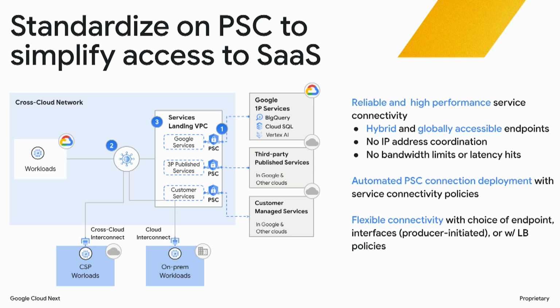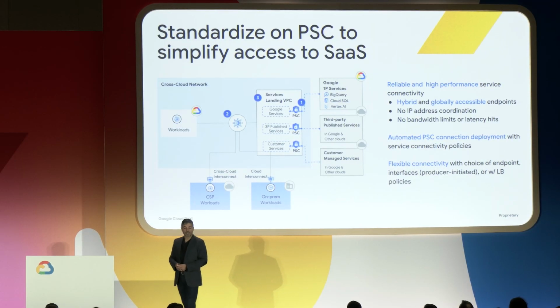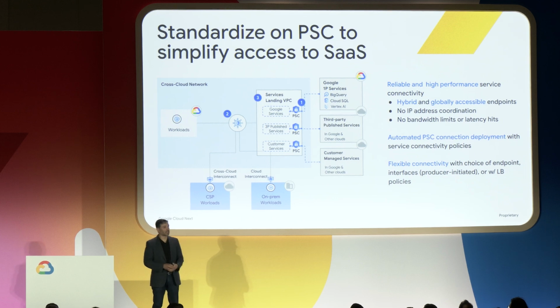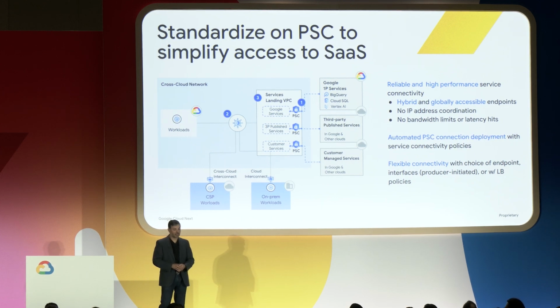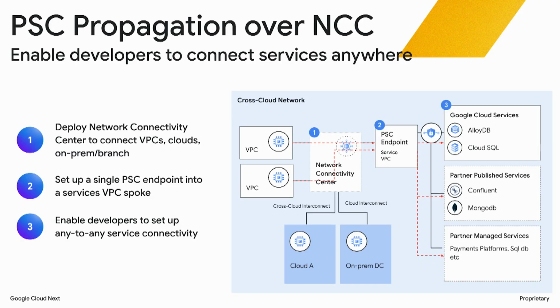We give you the flexibility of choice to use PSC endpoints, PSC interfaces that enable bidirectional communication, producer-initiated bidirectional communication across different services through the service landing VPC shown here. One of the key elements of this, which I touched upon a little bit, was PSC propagation over the NCC architecture. You can deploy PSC on one VPC, but then expand it using NCC to enable the PSC endpoint into any VPC that you need access to.